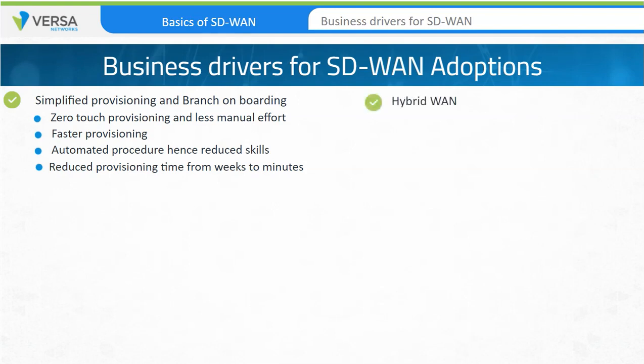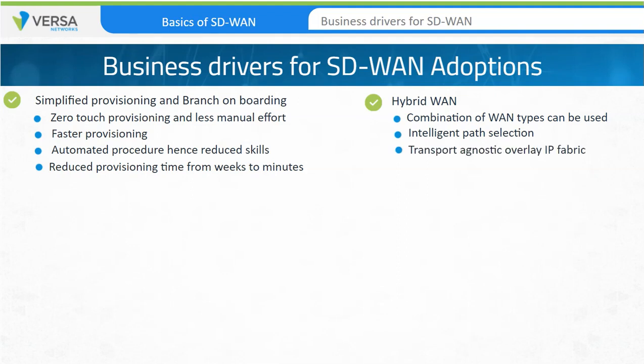Instead of relying only on private WAN connections, a combination of WAN technologies can be used at the same time with intelligent path selection based on WAN link performance. SD-WAN architecture fundamentally creates an overlay IP fabric which is transport agnostic. Any kind of underlay network could be used to build this cloud IP network: private VPN, public internet, LTE, and so forth.